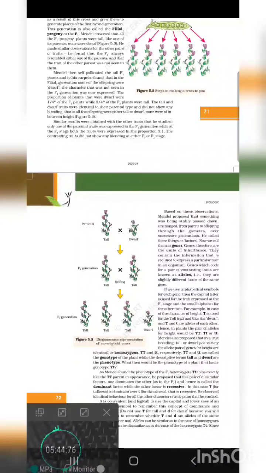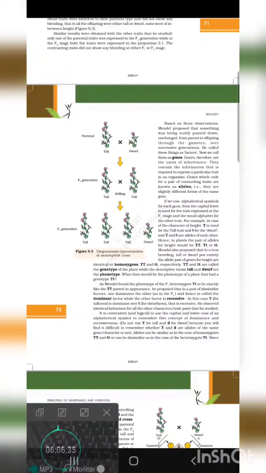Similar results were obtained with the other traits that he studied. Only one of the parental traits was expressed in the F1 generation, while at the F2 stage, both the traits were expressed in the proportion 3:1. The contrasting traits did not show any blending at either F1 or F2 stage. Based on these observations, Mendel proposed that something was being stably passed down, unchanged, from parent to offspring through the gametes over successive generations.